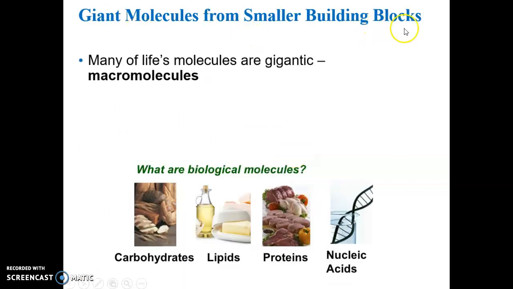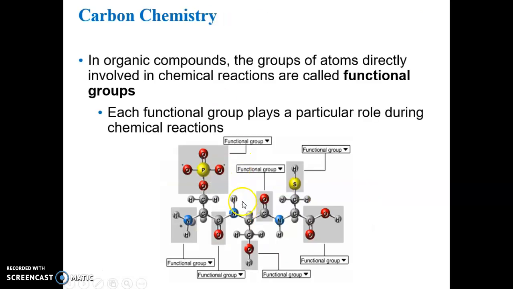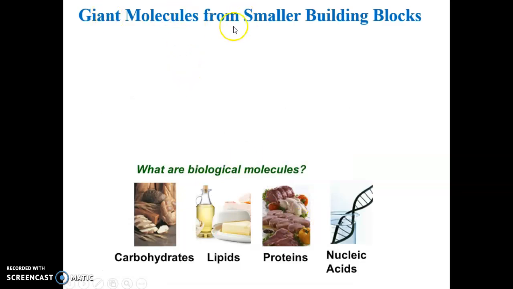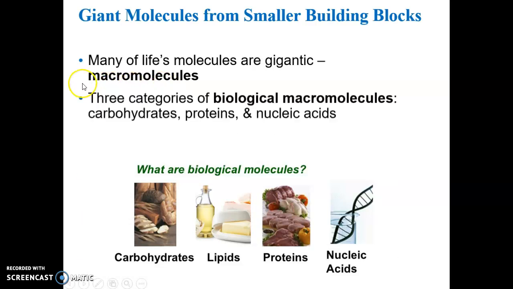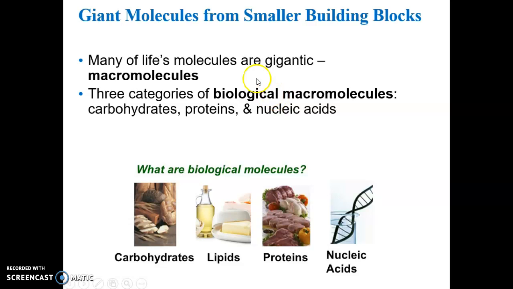So, giant molecules from smaller building blocks. Many of our life's molecules are huge macromolecules, with thousands and thousands of carbons and all the other atoms attached to them. So this thing, even though it looks elaborate, is actually relatively tiny when it comes to some of the large biological molecules that are called macromolecules, right? Macro for big. So there are three categories of the biological macromolecules: carbohydrates, proteins, and nucleic acids, in terms of really large molecules having an elaborate carbon-based backbone.